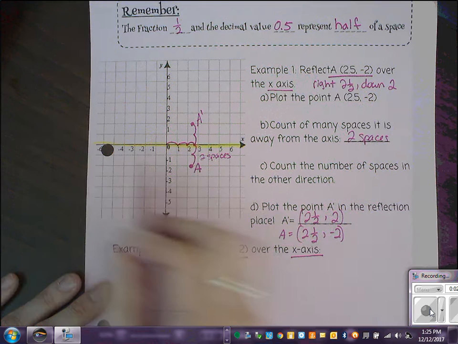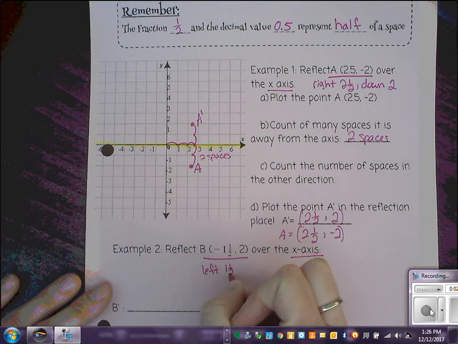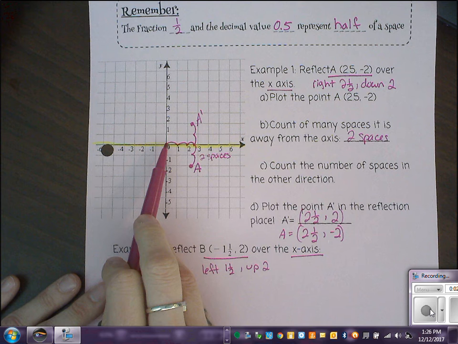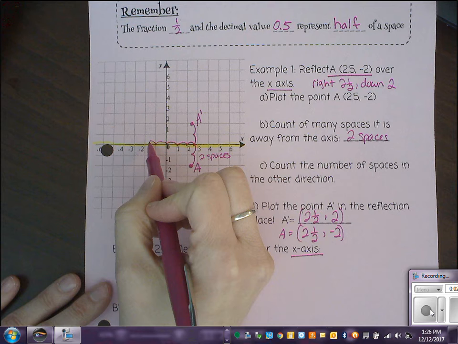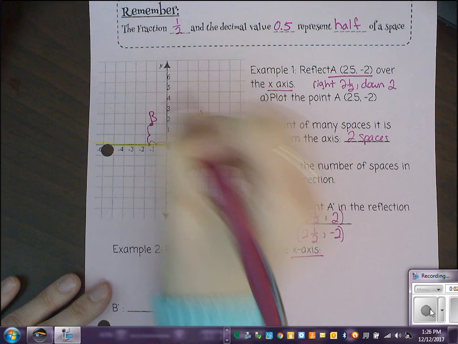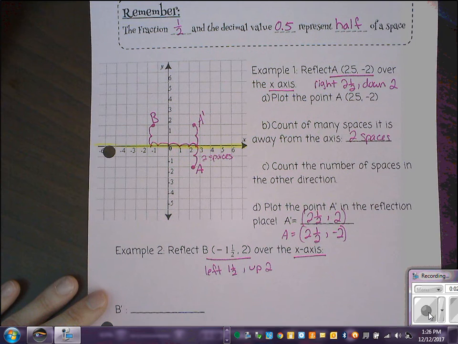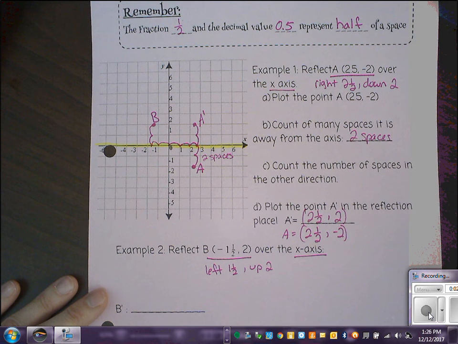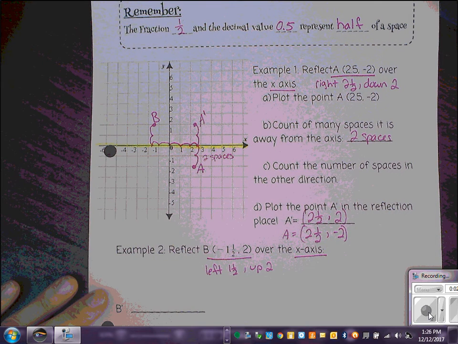So it's already highlighted. So we're going to go to the left, 1.5, and up 2. So I start at 0, 0, go to the left, 1.5, 1.5, and up 2, 1, 2. And we label this B. So now we're going to reflect over the x-axis. And we talked about earlier about what value changes. So when we reflect over the y-axis, what value is going to change?